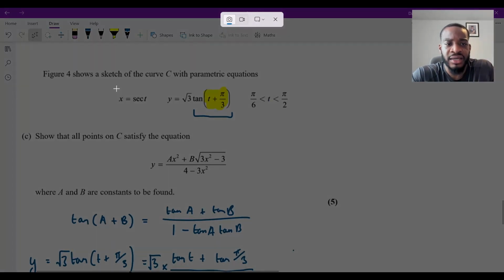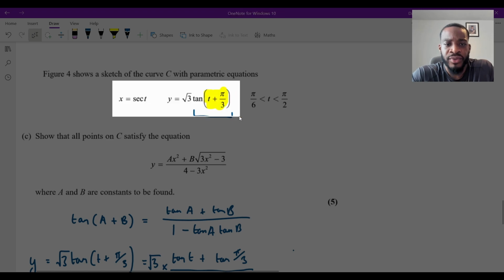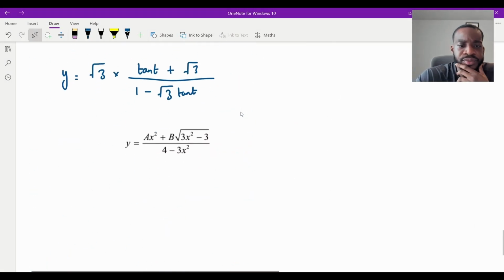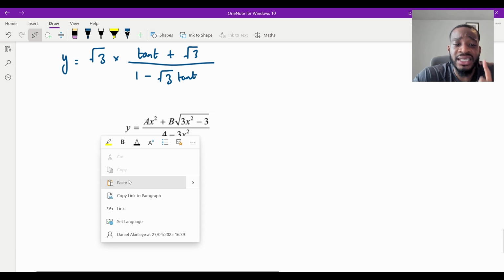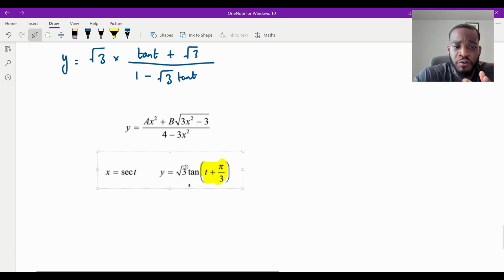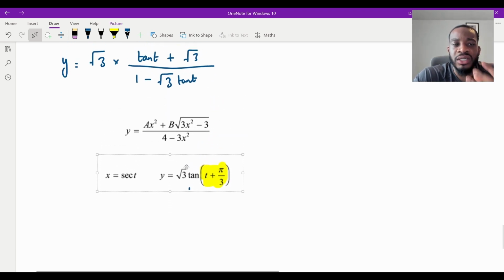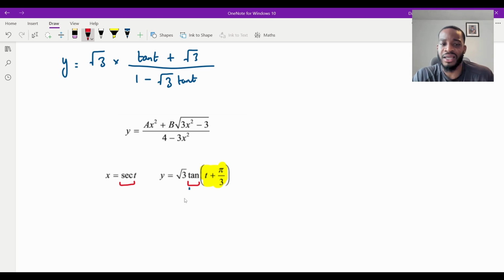Let's look at x equals sec t. Let me grab both of them. There's a couple of things I would say. We've used one identity, the addition formula. But another thing I always tell my students is, when you're looking at a parametric equation and there are trigonometric expressions involved, ask yourself, are there any identities that you know that connect these two, sec and tan? Well, there is.